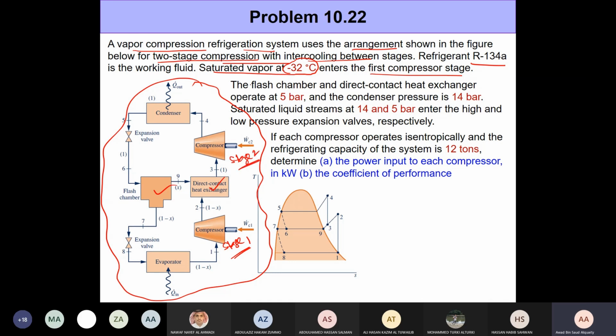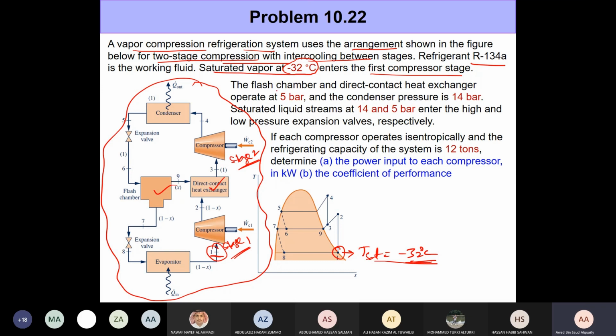So here we have been provided with the state of the refrigerant entering the compressor. So we're talking about state 1, right? We are saying that it's saturated vapor as seen from the T-s diagram, and the Tsat is minus 32 degrees Celsius. So when you go to the saturation table, you will be able to identify the properties by just looking at this temperature. Okay, so this is the saturation temperature here.